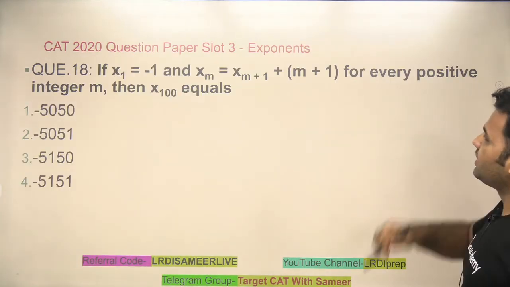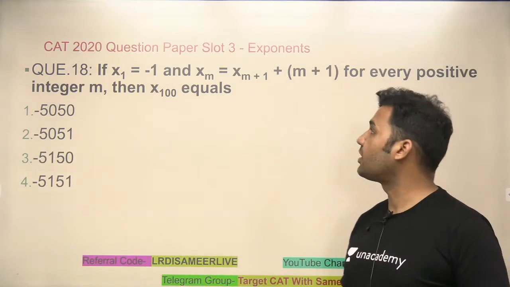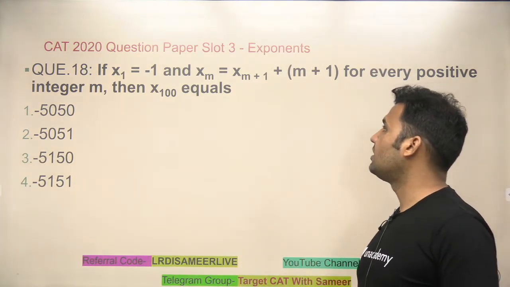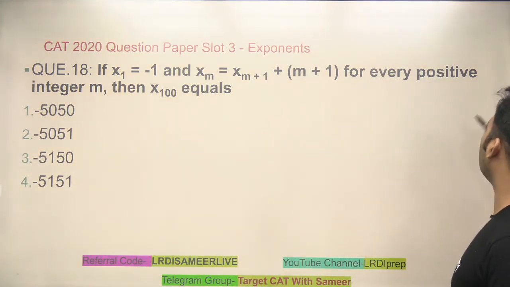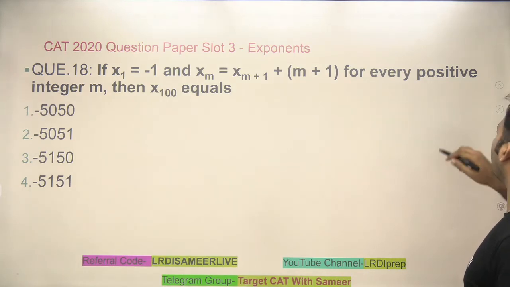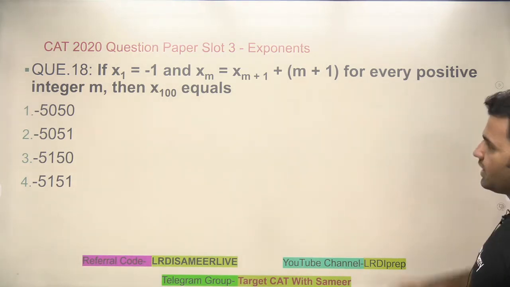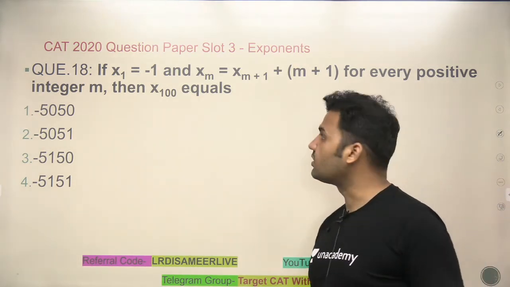This question is from the topic of exponent and it was asked in CAT 2020 question paper slot 3. A very simple question. Look at it, guys. How do you approach this, right? No technical stuff required to solve the question.